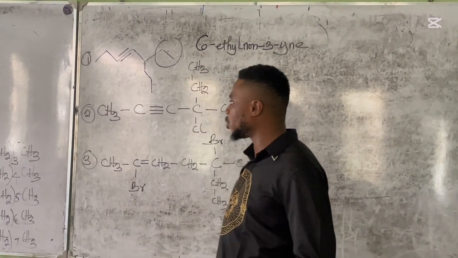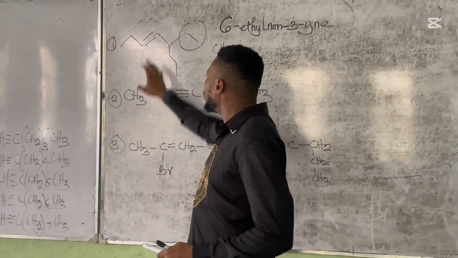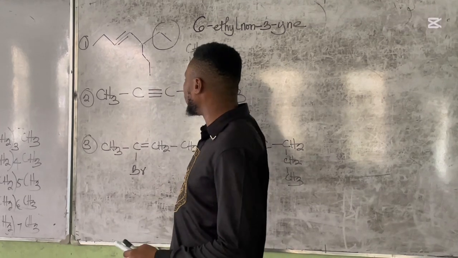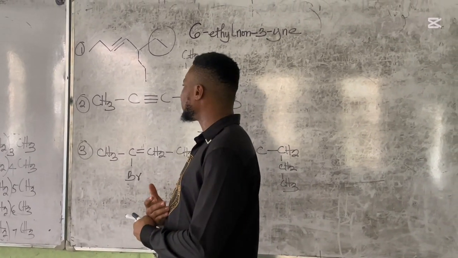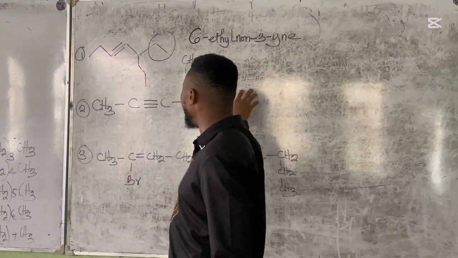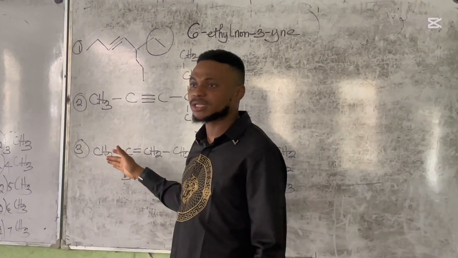Now for the second structure, let us quickly look at that. For the second structure, we will not do it the same way we did for the line structure. We'll just count the number of carbons. Alright? So now look at this, guys. So 1, 2, 3, 4, 5. The straight chain is having 5 carbons, right? Yes. But it's not the longest.